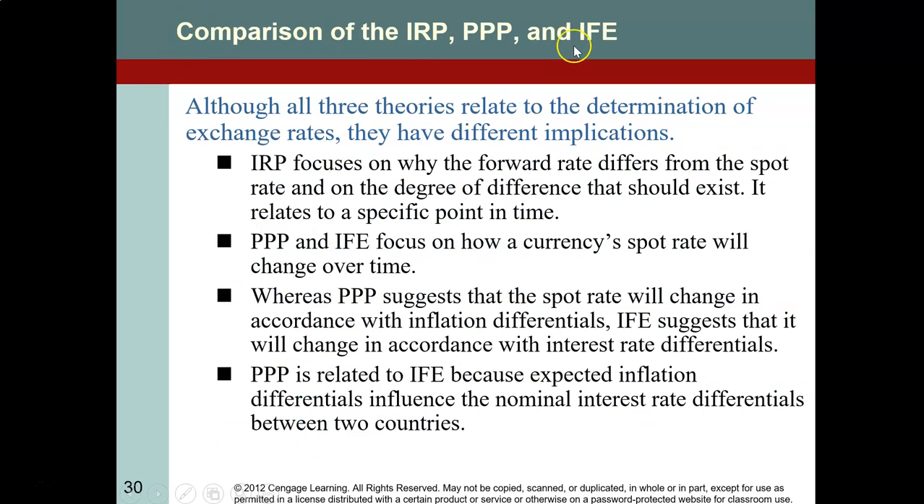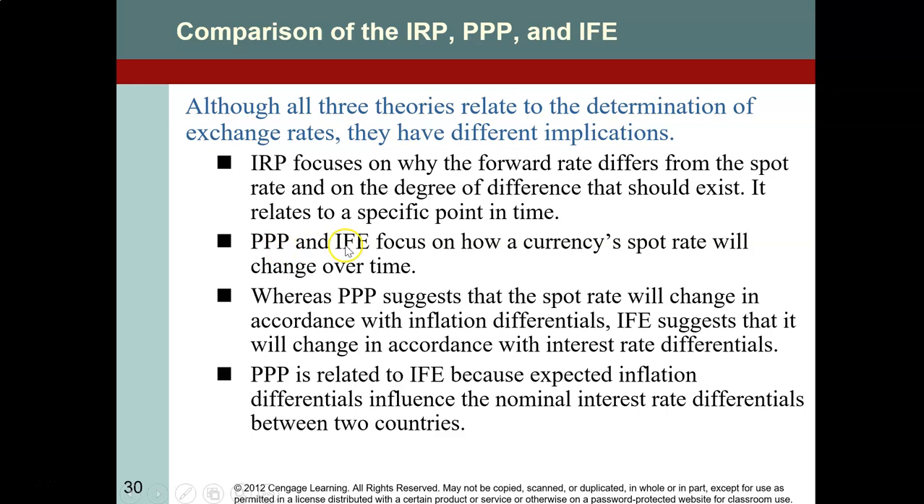Comparison of these three theories: IRP, interest rate parity, and the two theories we learned today, purchasing power parity and international Fisher effect. Although all these three theories relate to the determination of interest rates, they have different implications. IRP, interest rate parity, which we learned in chapter 7, focuses on why the forward rate differs from the spot rate and on the degree of difference that should exist. It relates to a specific point of time.